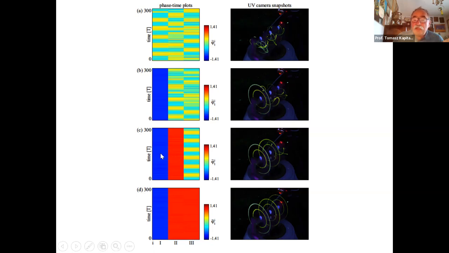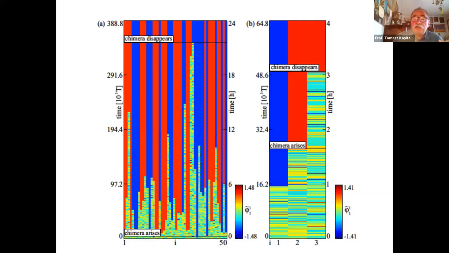So this is nothing else than a chimera. Of course, this chimera is transient, but in a real system there is not a big difference between transient and permanent if the transient is long enough. And this was in our system. Here you can see the final states. Two of them are synchronized, rotating in one direction. The third one is rotating in a different direction.